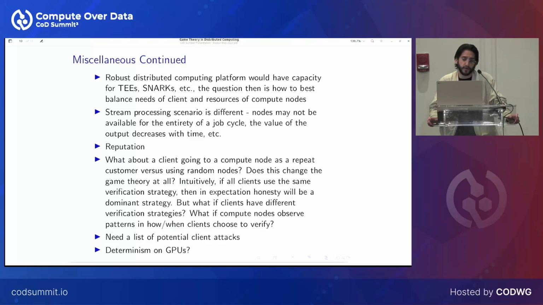Does this change the game theory at all? Naturally, if all clients are using the same verification strategy, then in expectation honesty will still be a dominant strategy, right? But if the clients have different verification strategies, that might not be the case. If one client only verifies 1% of the time, but another verifies 10% of the time, and a malicious, or rather utility-maximizing, compute node is able to observe how often each of these nodes replicate and switch between the two, that changes the game theory quite a bit as well.